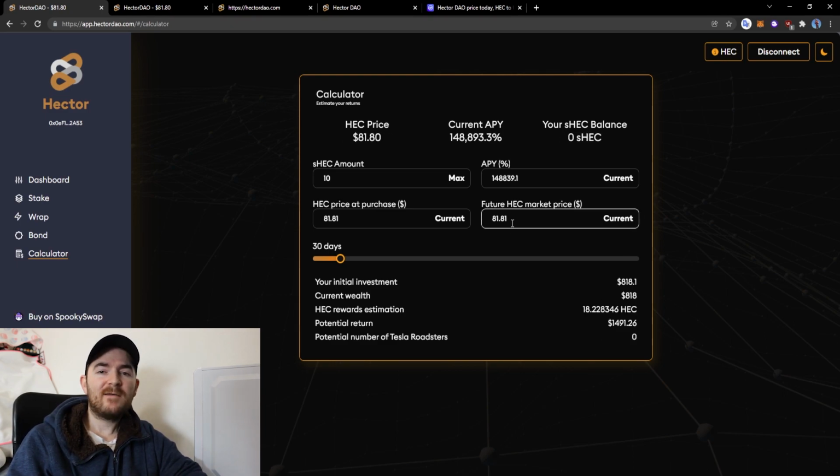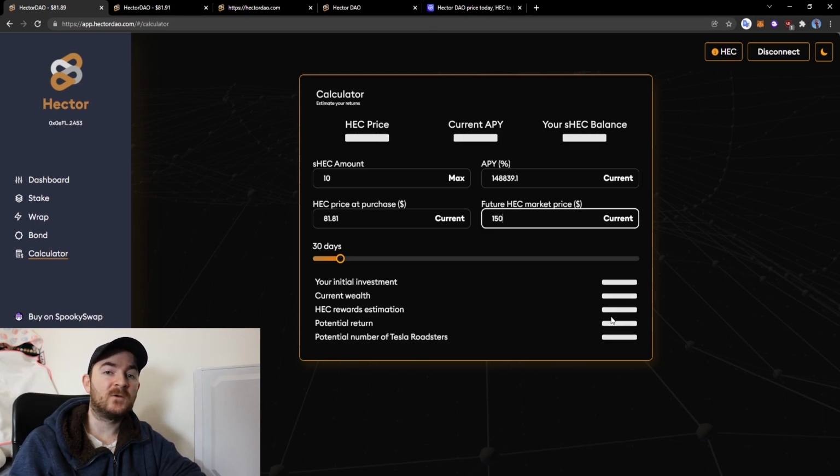$650 odd. However, if the price of HEC continues to dip, since HEC is backed by these stablecoin currencies, the price should not technically fall below $72. So even if you stake it for 30 days, you will still get a return of around $1,300, which is a profit of roughly $500. Now, what if it's the opposite and HEC actually goes back up? Say Bitcoin ends up going back up and everything follows suit, and HEC returns to a price of say $150. You will net a profit of just under $2,000 in 30 days.